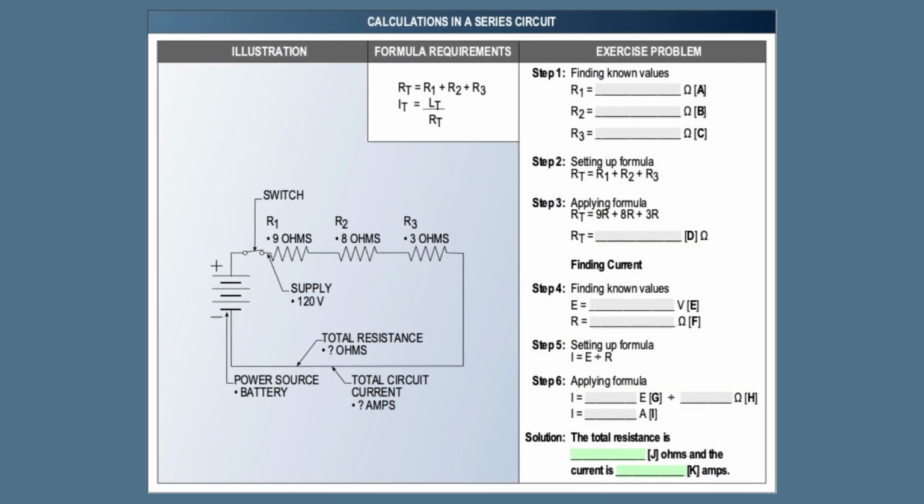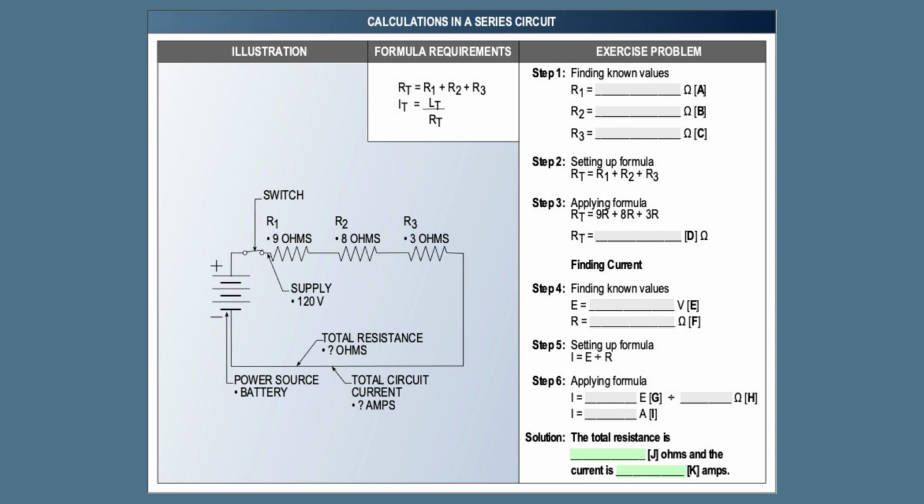In the illustration, using the known values in the series circuit, calculate the total resistance and total amps in the exercise problem. In step 1, finding known values, R1 equals 9 ohms, R2 equals 8 ohms, and R3 equals 3 ohms. In step 2, setting up formula, RT, which is the total resistance, equals R1 plus R2 plus R3. In step 3, applying the formula, RT equals 9 ohms, plus 8 ohms, plus 3 ohms, which equals 20 ohms.